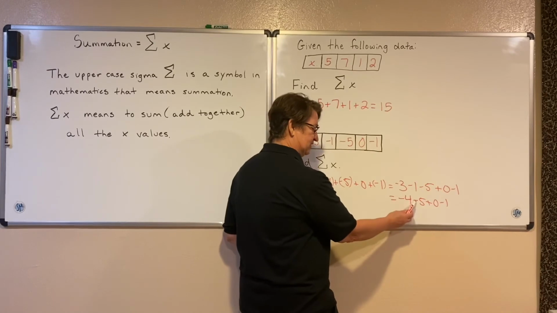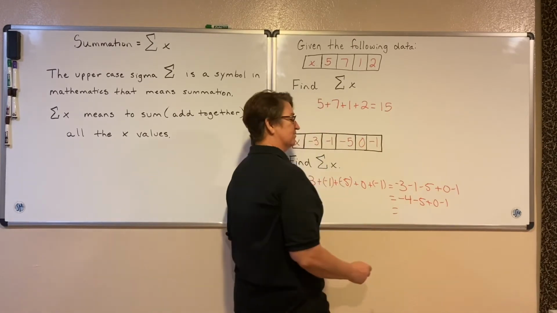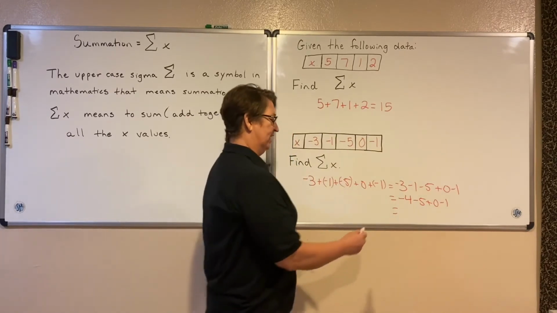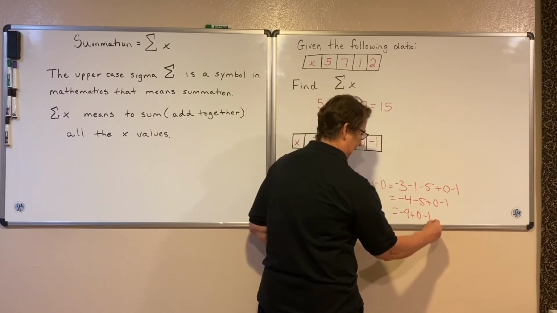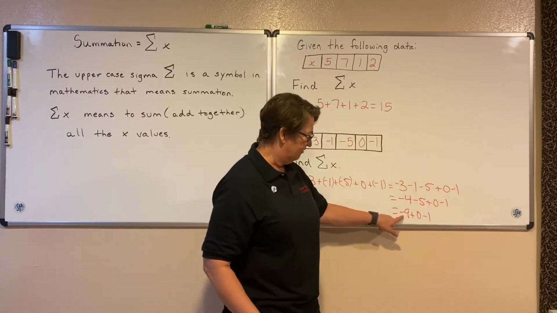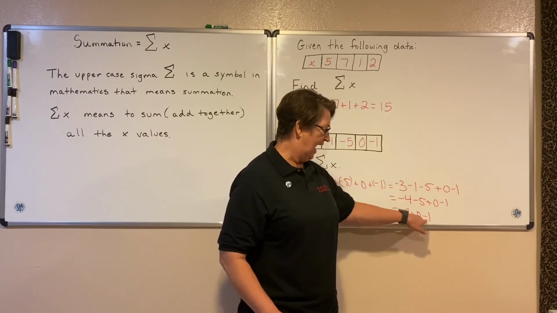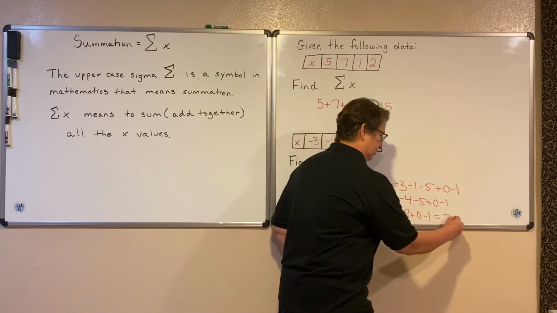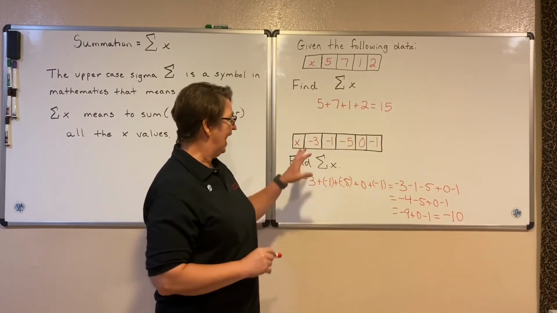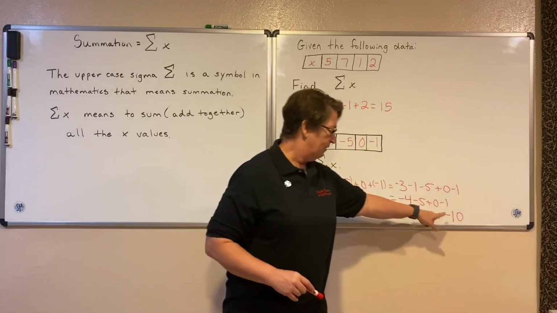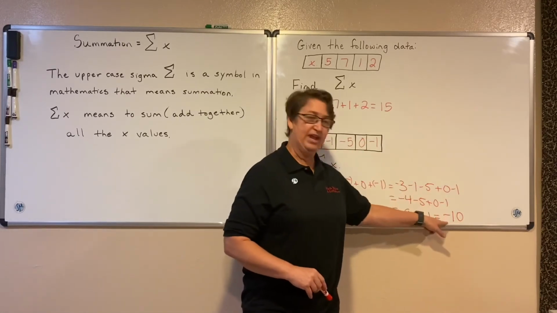Again, their signs are the same, so I'm just going to add them. A -4 and a -5 makes a -9. And then plus 0 is still just -9. So then a -9 and a -1, their signs are the same. So I just add the numbers and I keep the sign. So I end up with a sum of -10. So when I add all my data values together, my sum of those values is equal to -10.